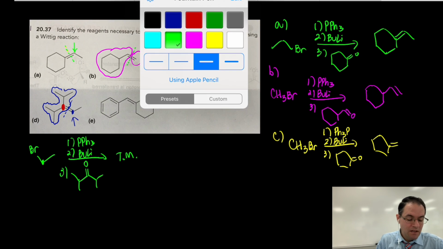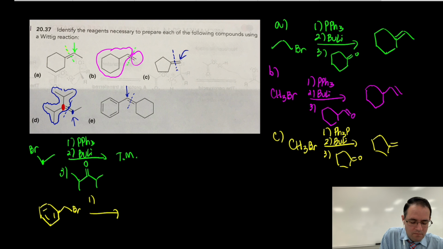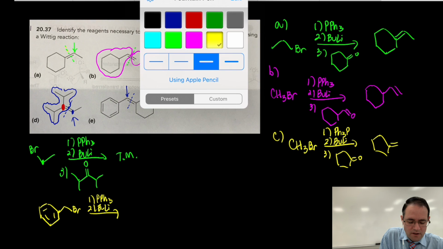Okay. All right, in molecule E, once again, you want to break this molecule down the middle, and you want to identify the less substituted carbon. The carbon on the left is less substituted, so that's going to be the alkyl halide. That's going to be benzyl bromide. Okay. I'm going to treat this with triphenylphosphine. You know the drill, butyllithium.